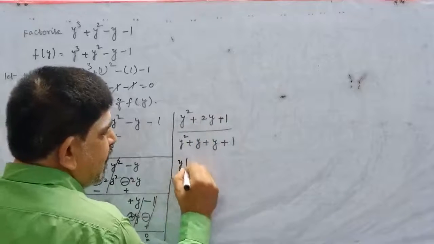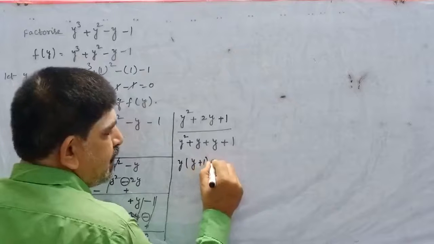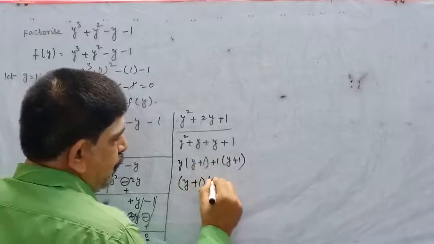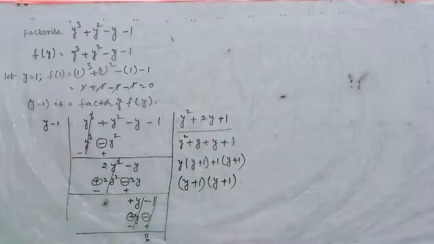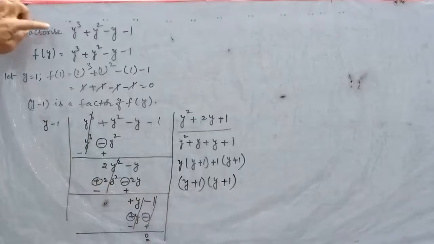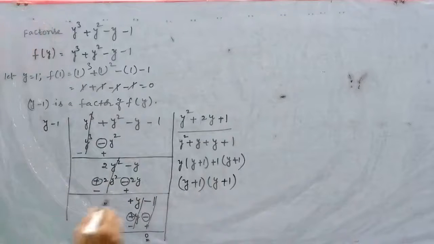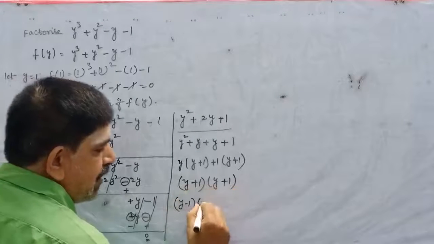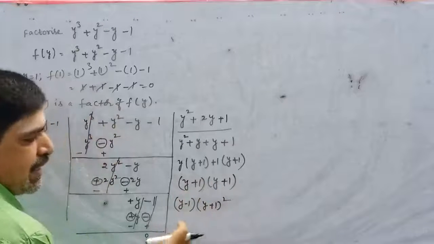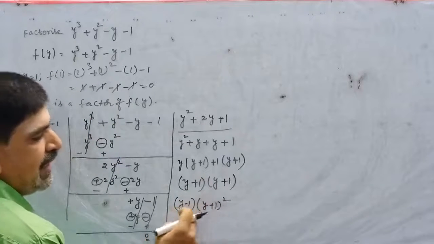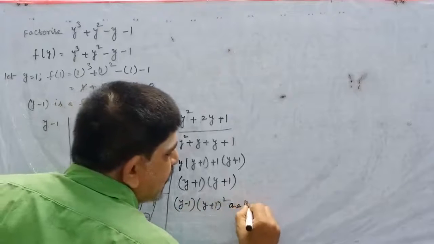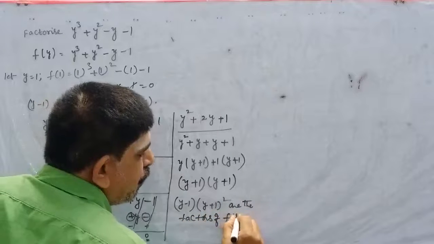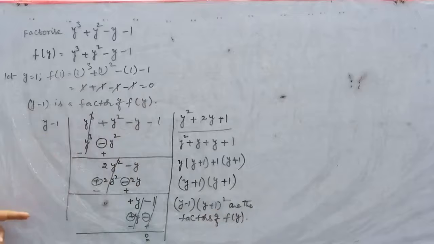Now y is the common factor. Y plus 1, plus 1 is the common factor. Y plus 1. Now y plus 1 into y plus 1 are the remaining two factors. So in total, how many factors do we have to get? 3 factors. That means y minus 1 and y plus 1 into y plus 1, whole square. That means 2 factors, so here 2 and here 1. So the total 3 factors are the factors of f of y. So this is by using synthetic division.